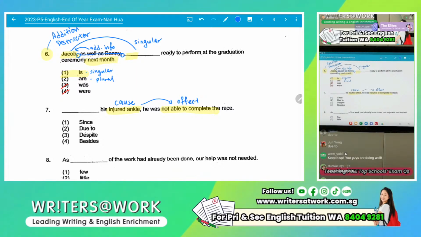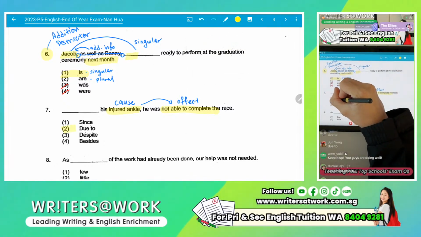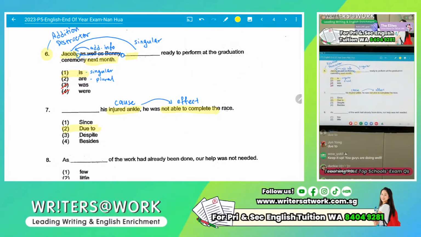Okay, I have answers from Smiley Face with a very cool looking profile pic, and Jin Yong also with 2 answers coming in. Due to, exactly right. Due to is used to introduce a reason or to introduce a cause to an effect. Okay, due to his injured ankle, he was not able to complete the race.